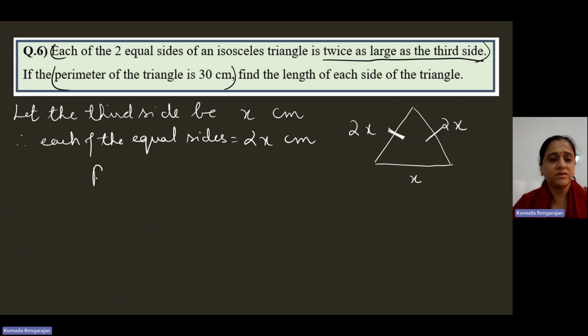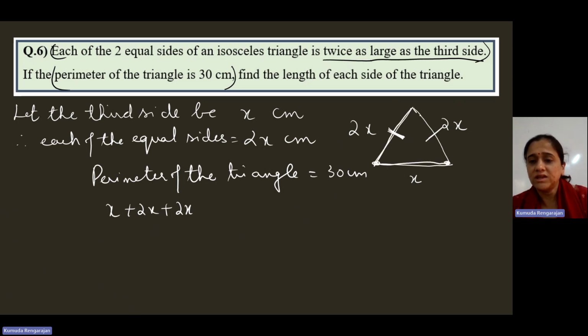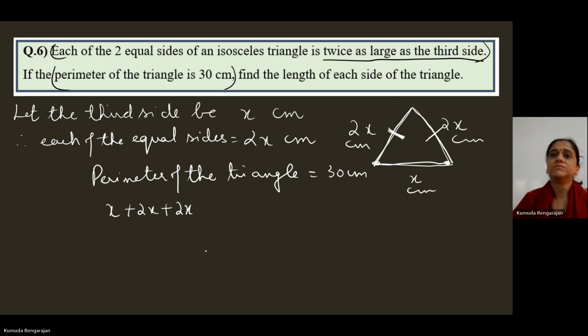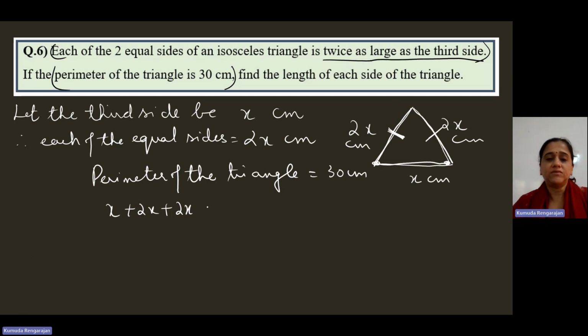Here, the sum of the 3 sides of the triangle is equal to the perimeter of the triangle. Okay, so it's given the perimeter of the triangle is equal to 30 centimeters. So what is perimeter? The sum of the 3 sides. So x plus 2x plus 2x. What's the length of this side? x centimeters. What's the length of this side? 2x centimeters. What's the length of this side? 2x centimeters. The sum of the 3 sides is equal to 30.